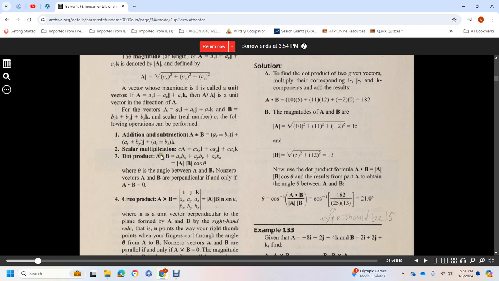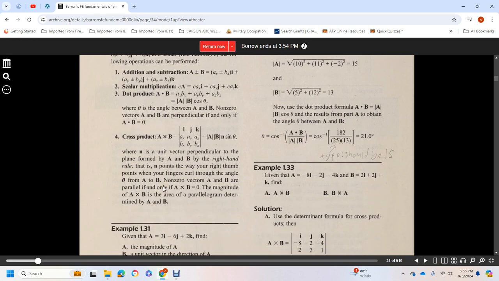Dot product: A dot B is equal to Ax times Bx plus Ay times By plus Az times Bz, which equals the absolute value of A times the absolute value of B times cosine theta, where theta is the angle between A and B. Nonzero vectors A and B are perpendicular if and only if A dot B is equal to 0. Now the cross product.